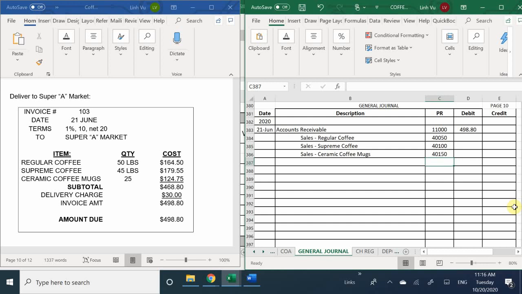Is that all I need to journalize? Delivery income. I don't remember what my account is for delivery income. Okay. 48,000.